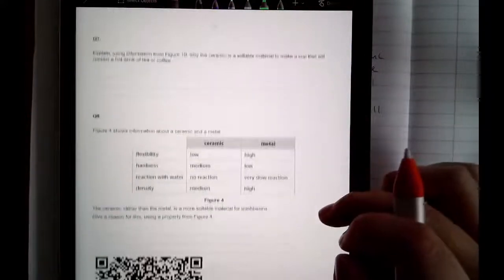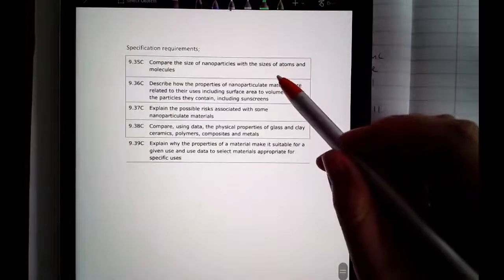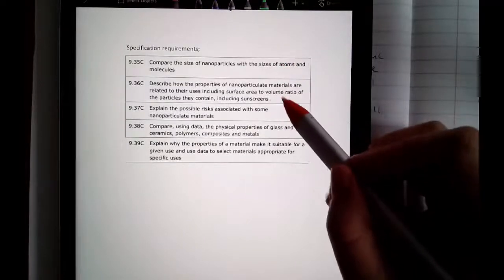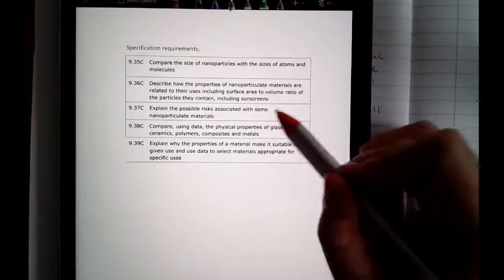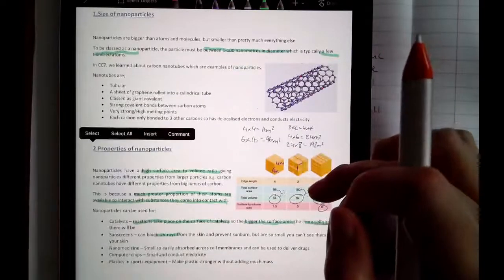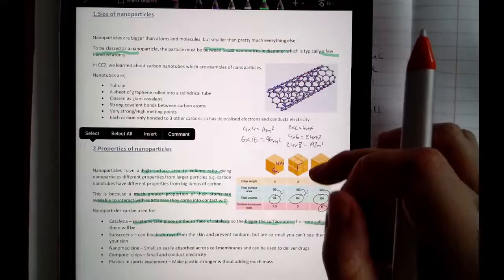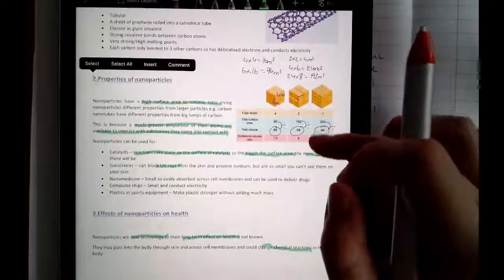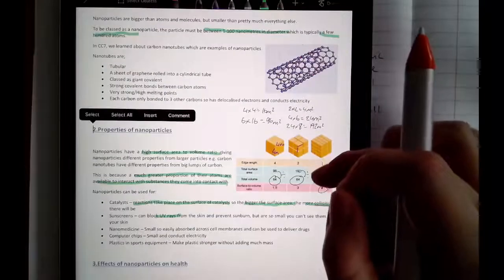And the rest of these are on the other part. So that's essentially it for nanoparticles. You can see they ask quite a few questions about the size, a little bit about surface area to volume ratio. Sun cream has come up a little bit, and then also the possible risks. So not a lot of content to learn, and the questions tend to be quite repetitive. So it should be a topic that you can target.